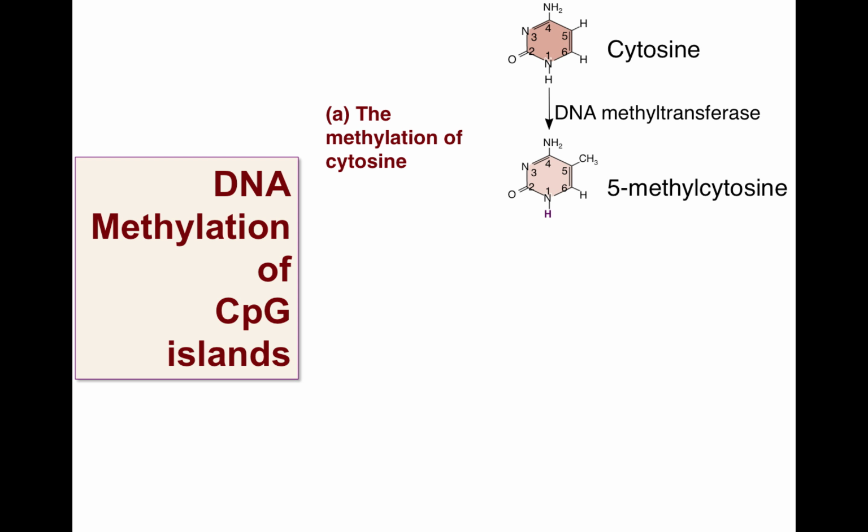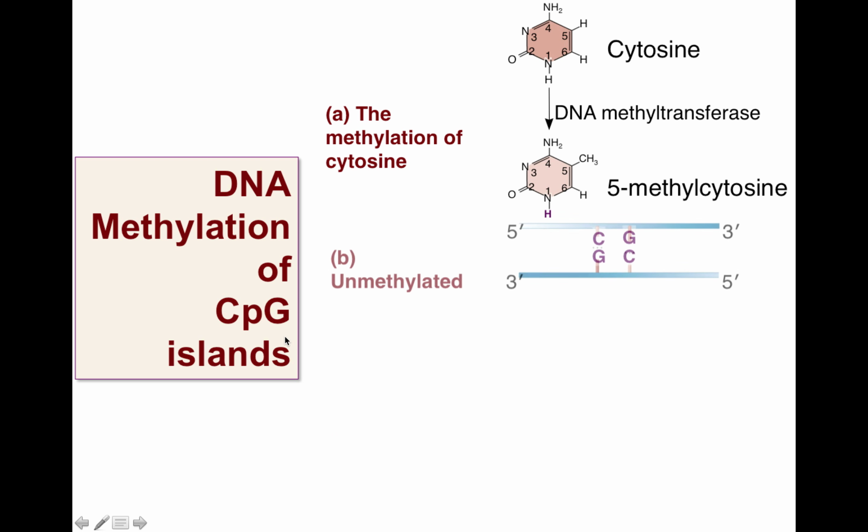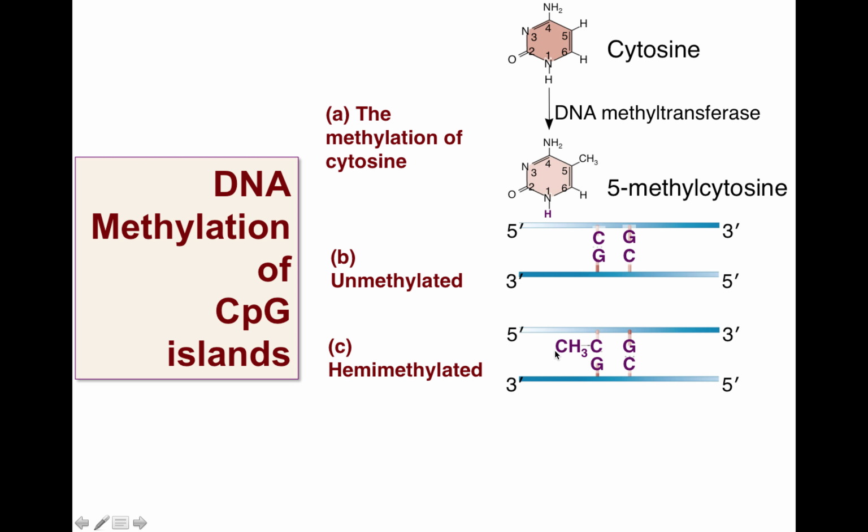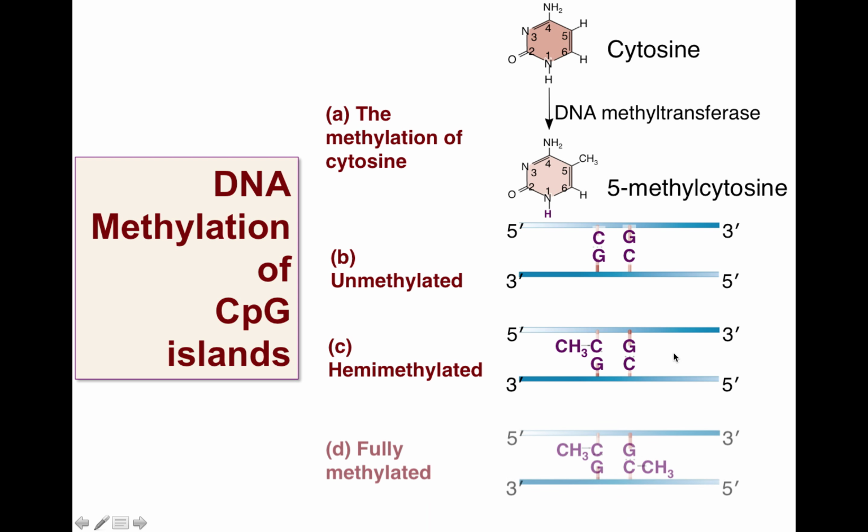And the types of residues that get modified on DNA are called CpG islands. Okay, here is a CpG island. This is a C residue with a phosphate in the middle and then followed by a G residue. So it's 5' C, 3' G. This is the unmethylated state. This is a hemimethylated state where only one of the C residues has a methyl group on it, and this is a fully methylated state where both C residues have the methyl group attached covalently.